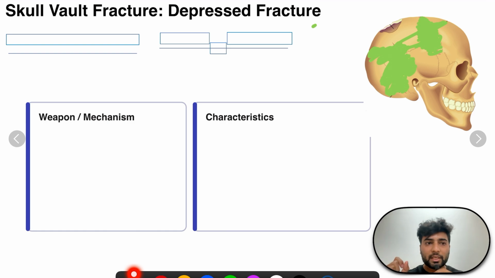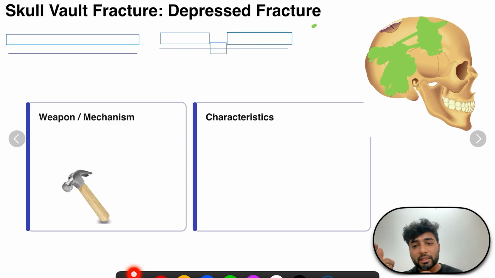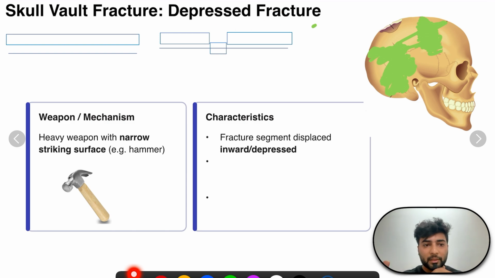So the next one is depressed fracture. See, if you have this type of striking surface, then what will happen? This is the normal skull and the brain inside it. Whenever we use a hammer, part of the segment gets depressed. So this is called depressed fracture. In the previous fracture we saw that there were just fracture lines over the skull, but here a segment is depressed and it is compressing the brain. So which do you think is more dangerous? Yes, depressed fracture is more dangerous because it compresses the brain.